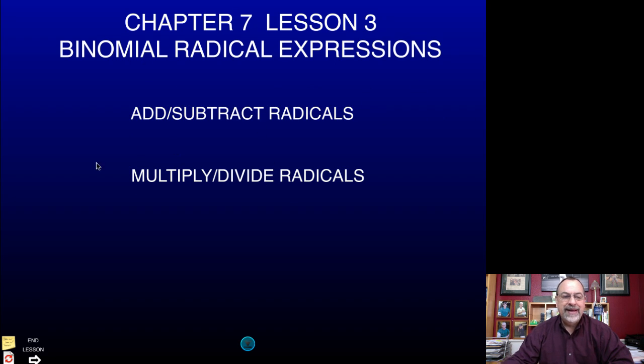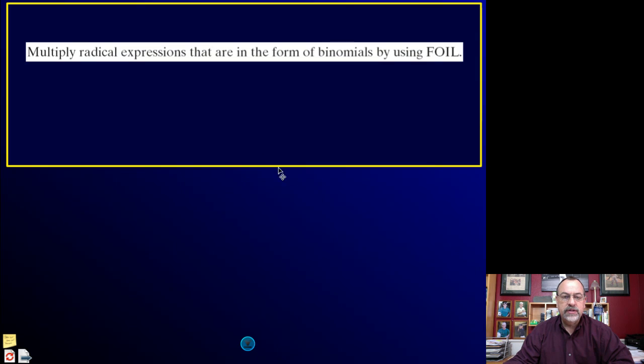And you remember a binomial is simply an expression that has two terms in it. So a binomial radical would be something that has two terms in it, one of them or both of them being radicals. So maybe something like 1 plus the square root of 3 would be a binomial, two-term, and it has a radical expression. So let's look at how to multiply these binomial radical expressions.